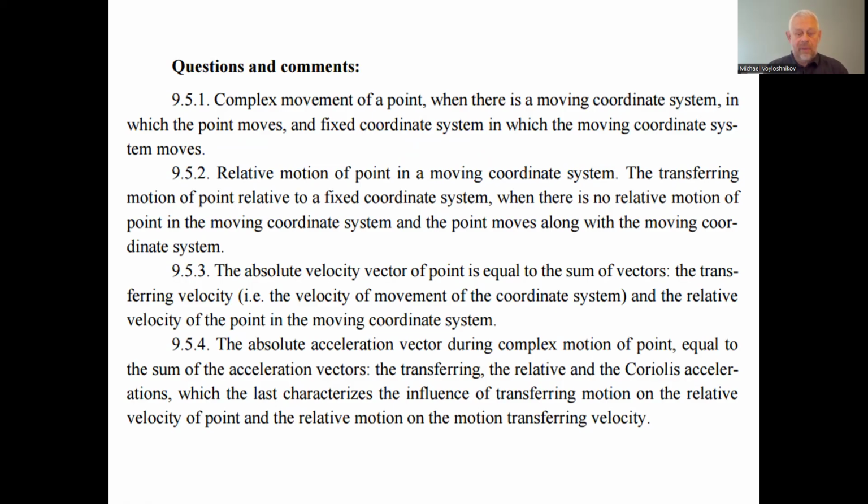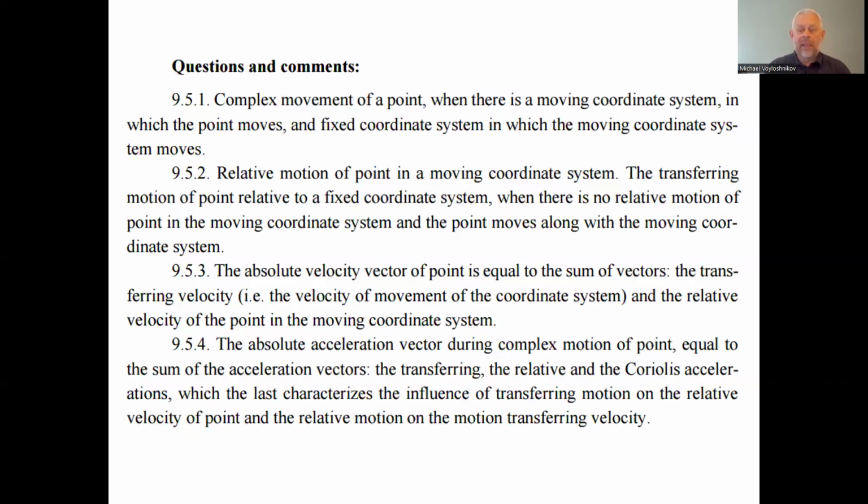So if the velocity in the complex motion corresponds, as in item 953, to the vector total of the absolute velocity equal to the vector of the transfer motion of the coordinate system and the vector of the translational motion of the point in the moving coordinate system, then the absolute acceleration in the fixed coordinate system in the complex motion of the point equals the transfer acceleration of the moving coordinate system relative to the fixed one, and the relative acceleration of the point in the moving coordinate system.